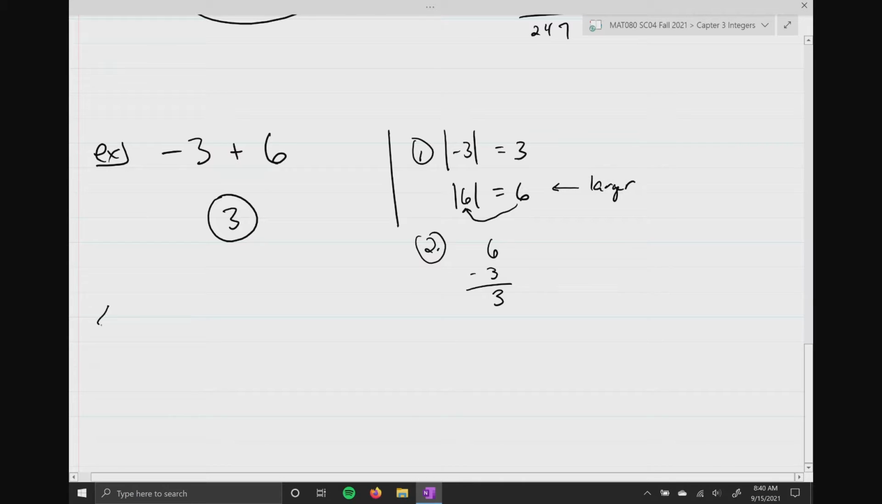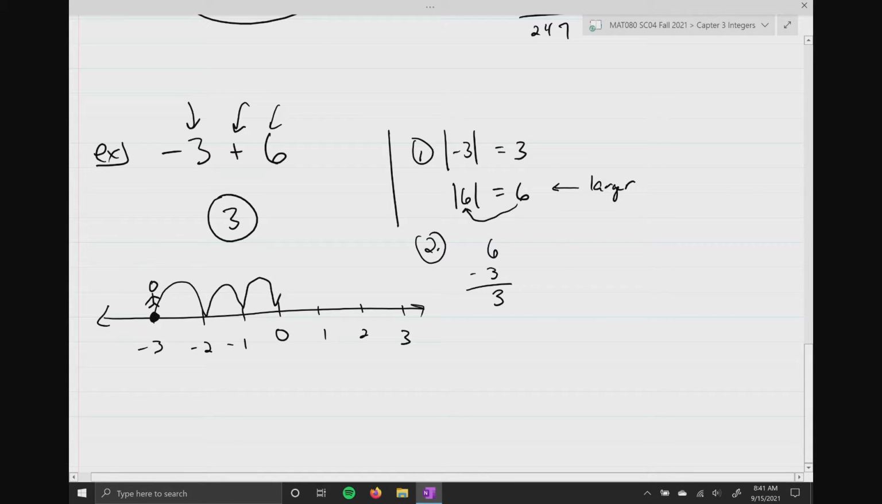Visually, here's what happened. If I read this from left to right, I'm starting at negative 3. The plus sign tells me move to the right, and that 6 says move to the right 6 spots. 1, 2, 3, 4, 5, and 6. Now I'm standing at positive 3. So I crossed over 0, which separates negatives and positives. So do you see how this works? Are there any questions?